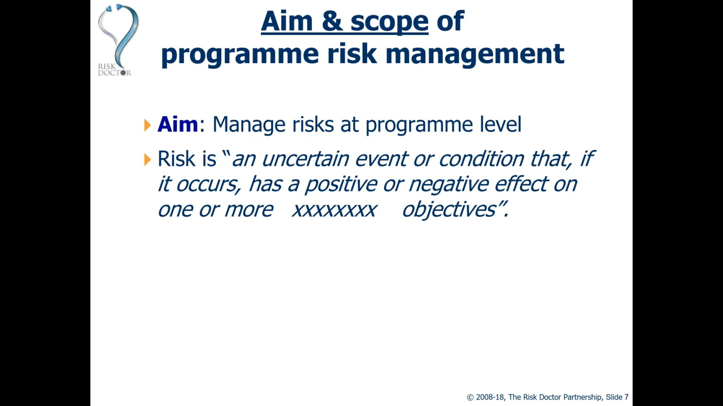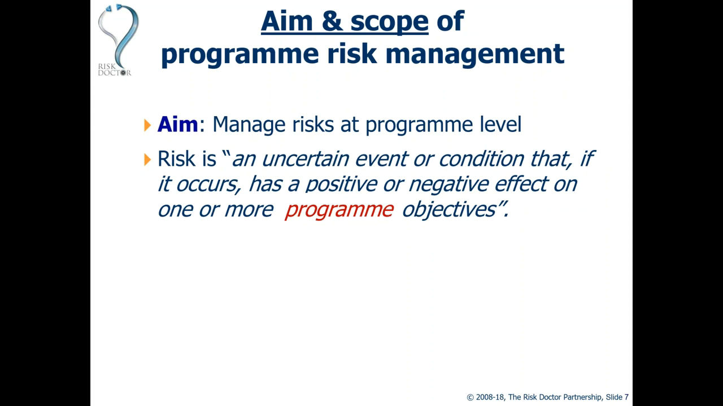Now, here's a generic definition of risk: an uncertain event or condition that, if it happens, affects objectives. If we're talking about project risk management, a project risk is any uncertain event or condition that, if it occurs, affects project objectives. So what's a program objective? A program risk. A program risk is just the same. A program risk is an uncertain event or condition that, if it occurs, has a positive or negative effect on program objectives. And in fact, we could switch out that word to define any kind of risk.